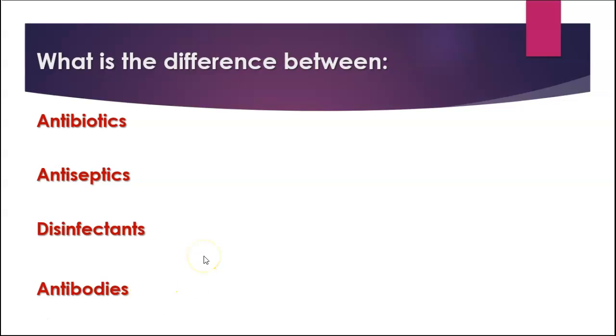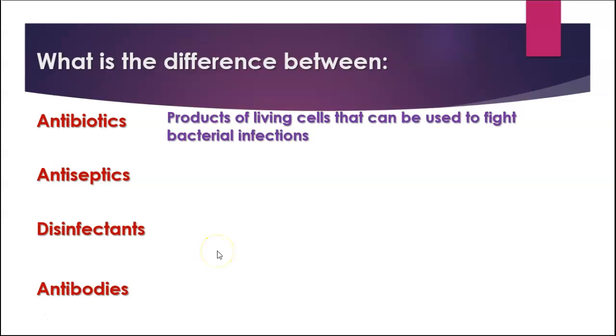So what are the differences? There are a lot of different terms that refer to these things, and we've talked about some of them, and you've talked about them in your personal life as well in the last years, especially when we've been dealing with the pandemic. We need to know the difference between antibiotics, antiseptics, disinfectants, and antibodies. All of those things are important in fighting infections. Antibiotics, again, are the products of living cells that can be used to fight bacterial infections. They do not work on viruses, they only work on bacteria.